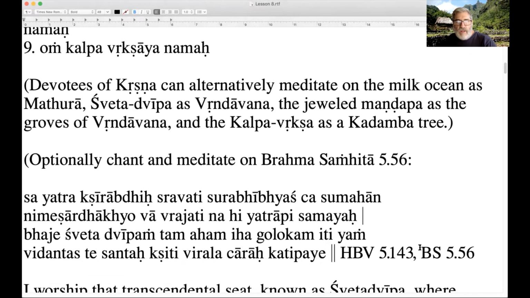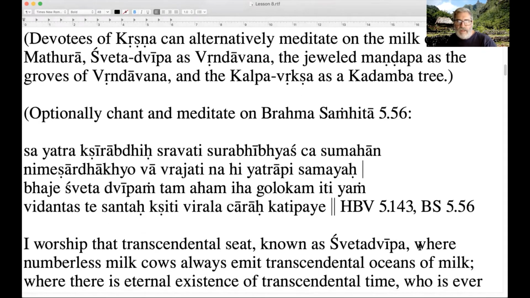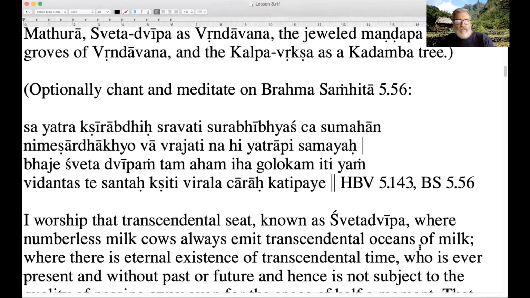Okay, so then we think of the jeweled mandapa as the groves of Vrindavan, right? So we don't even have to think of a jeweled mandapa. We just think about the groves of Vrindavan, the bushes of Vrindavan, and then Kalpavriksha as the Kadamba tree, under which Krishna or Radha Krishna are being worshipped.